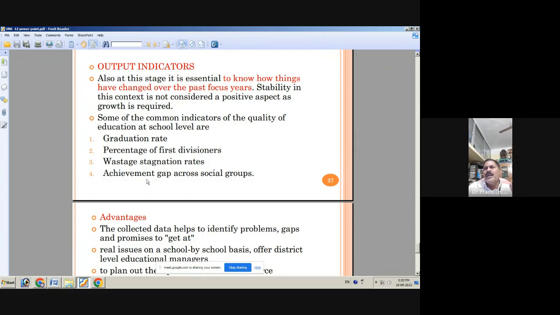So achievement gap, we are also finding in the social groups.